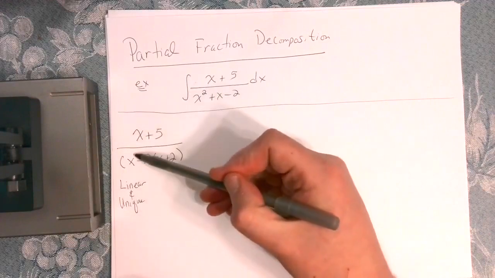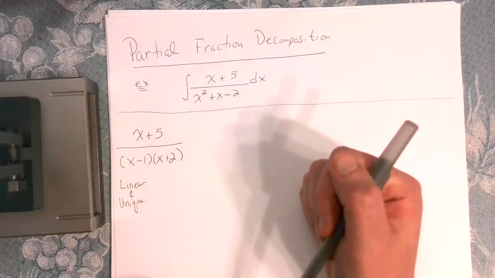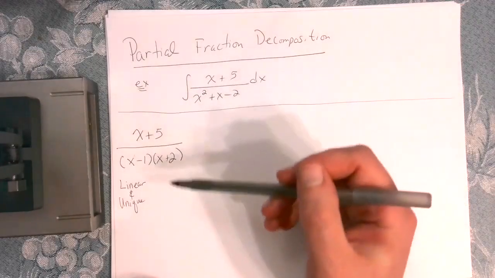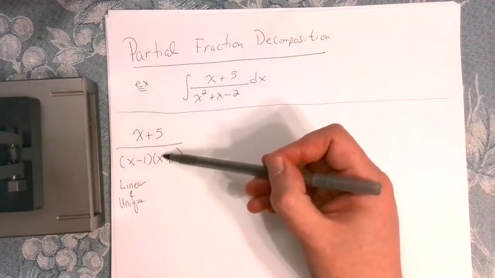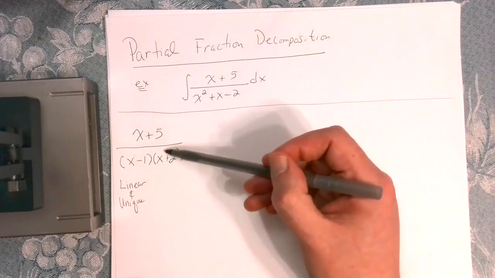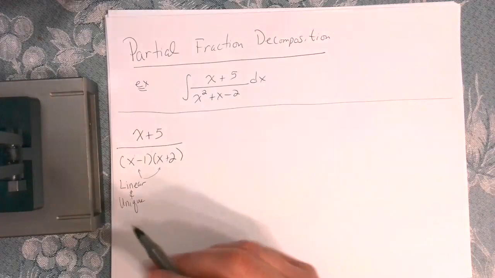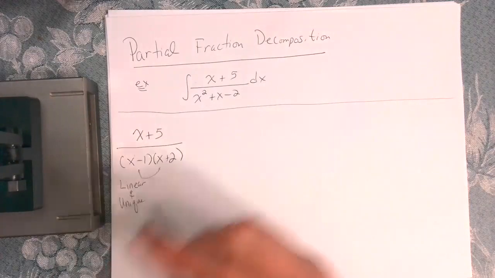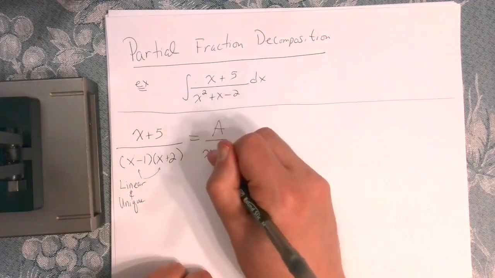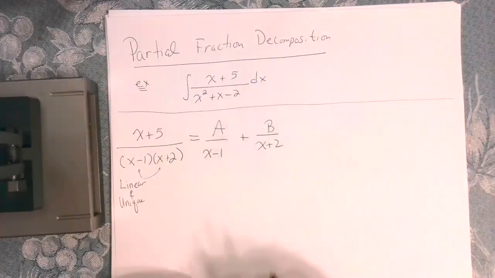Okay, linear because x is to the first, unique because there's only one copy of the parenthesis because of exponent 1. So that's a special classification. Let's classify this factor as well, and you'll notice the same. It's linear because x is to the first, and it's unique because there's only one copy of the parenthesis. So linear, unique. Once we realize that, this is how you decompose linear unique factors. You want a constant A over the first factor plus a constant B over the second factor.